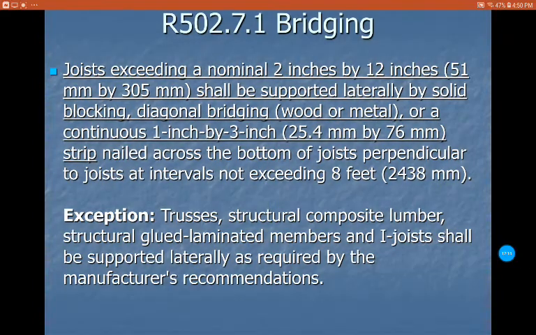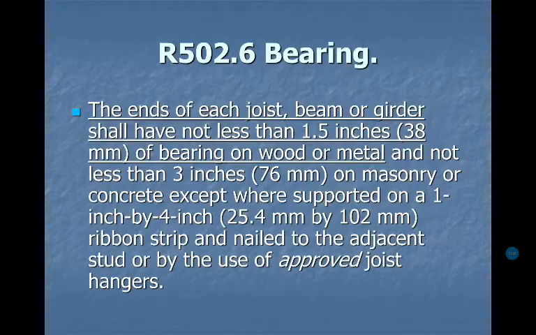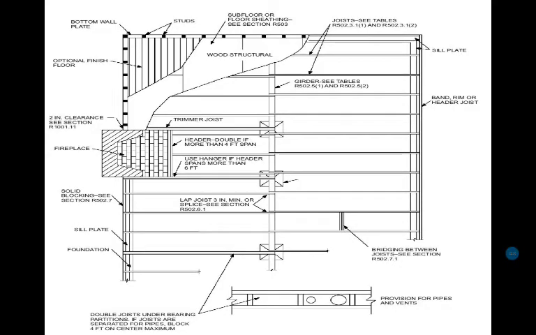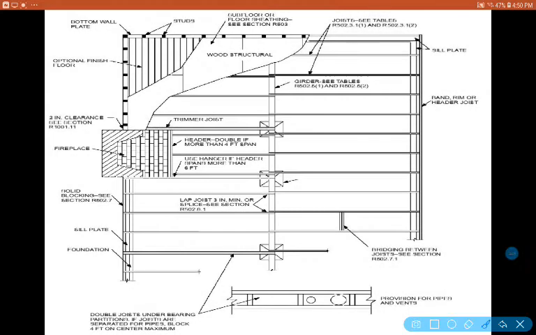At intervals not exceeding 8 feet. So if you take a look at this code right here, not exceeding 8 feet. So if we were to bridge something, and this picture helps us explain this a lot, you can see a bridging member is right here.